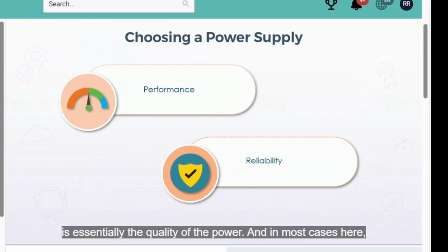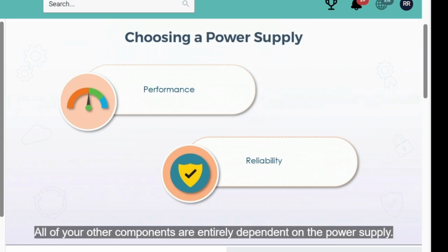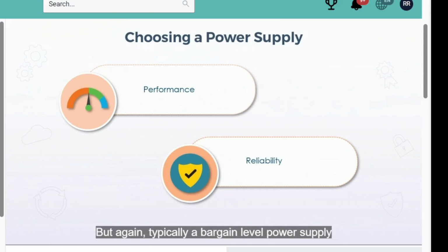And in most cases here, it does often come down to you get what you pay for. In other words, you really don't want to look for a bargain power supply. All of your other components are entirely dependent on the power supply. So it certainly wouldn't hurt to do a little bit of market research. But again, typically a bargain level power supply really isn't what you should be looking for.